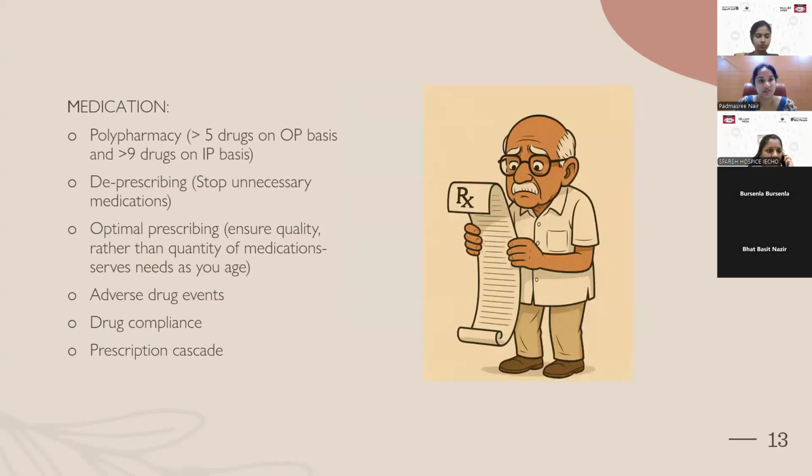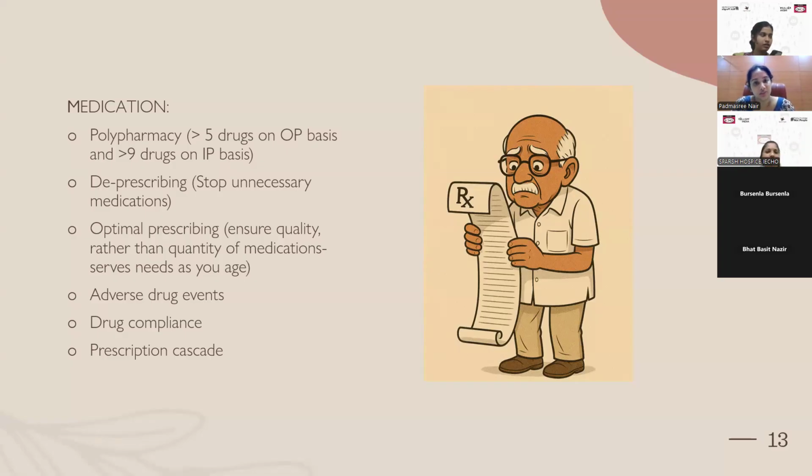Coming to medications, now, one term I'd like to introduce here is polypharmacy. So, if a patient is on more than 5 drugs on OPD basis or more than 9 drugs on IP basis, we call it polypharmacy. And usually, when we approach any elderly patient, most often they do end up having polypharmacy. And our main step here is to review their medications and start de-prescribing. That is, stop unnecessary medications.